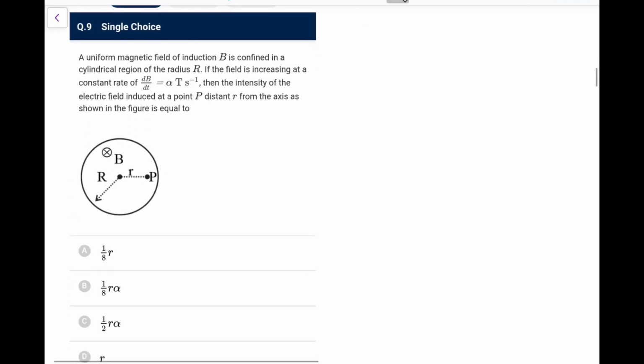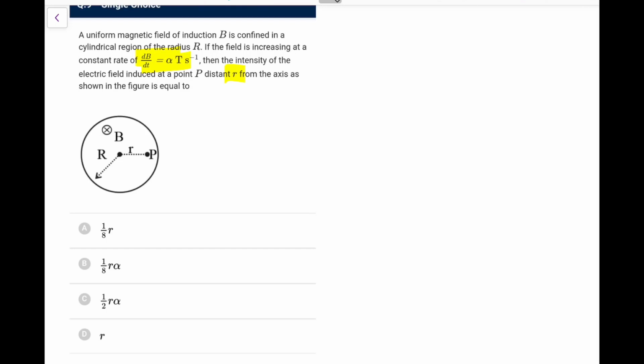Next, a uniform magnetic field of induction B is confined in a cylindrical region of radius r. If the field increases at this rate, then find the intensity of the electric field induced at a point P distant r from the axis. So here, the electric field, at an inside point, if you remember, the induced field is written as r by 2 dB by dt. So it is r by 2 dB by dt, and that is alpha.